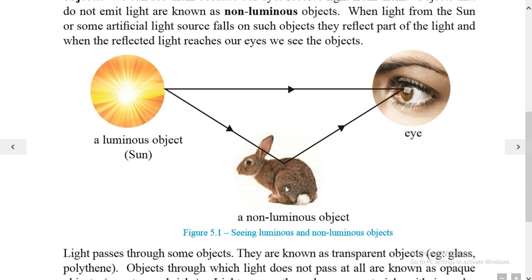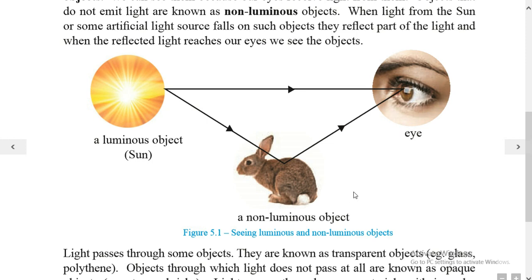It can't produce light. We can see the rabbit due to the reflection of light. How does it happen? A light ray coming from the sun first falls on the rabbit. Then after the reflection, that light ray reaches our eye. Then we can see the rabbit. That occurs because of the reflection of light.